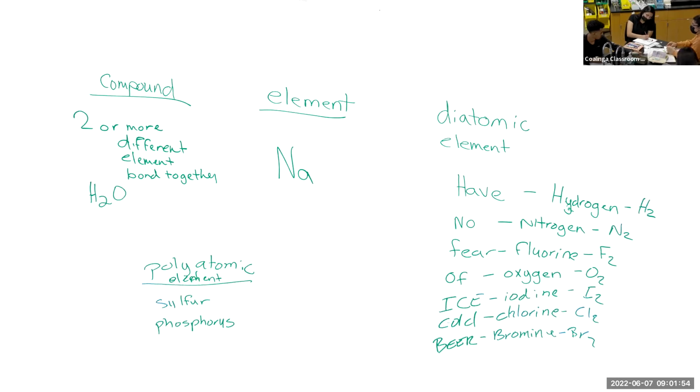Okay, so this is an example of a compound, right? Why is it an example of a compound? Because it's two different elements, right? So that's how we would define a compound: two different elements that are bonded together, okay?